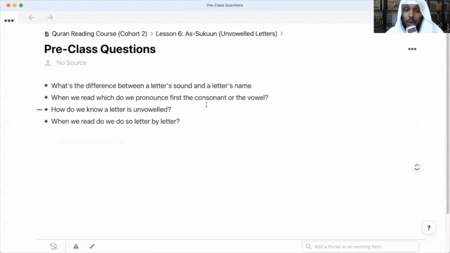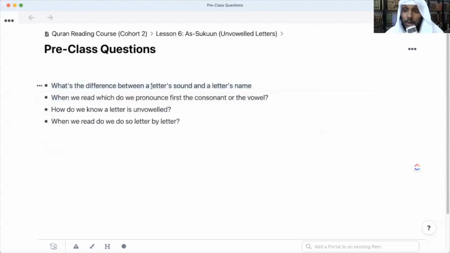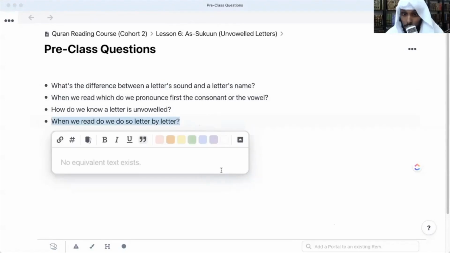But I will ask a few questions before we start, just to get the motor started, inshallah, the brain. So everyone should go into WooClap and just answer these questions. Okay, that's the first question. What's the difference between a letter sound and a letter's name? So we know letters have sounds, they have names. What's the difference? Just mention any difference that comes to your mind.